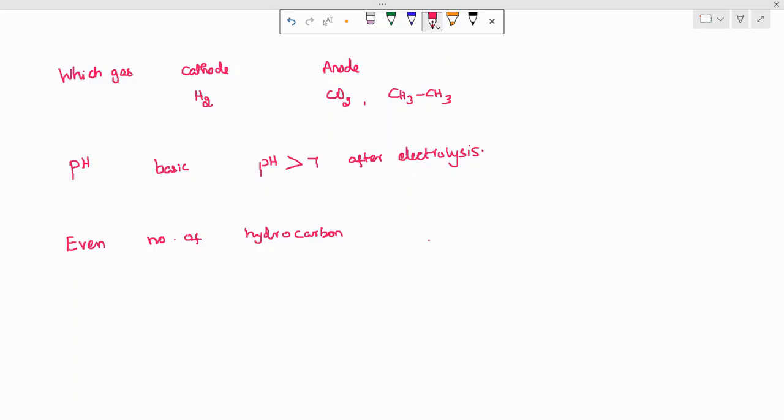And the pH becomes greater than 7 because the solution has OH minus concentration. Whenever there is OH minus concentration, definitely there will be a basic condition. You know that. And an even number of carbons in the hydrocarbon only we can prepare in the case of alkane.